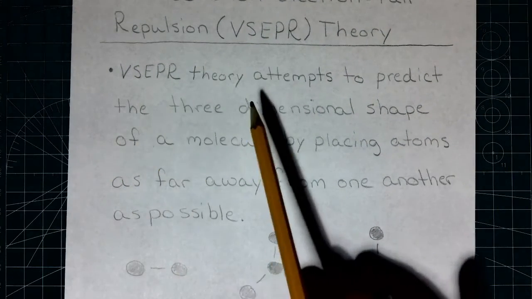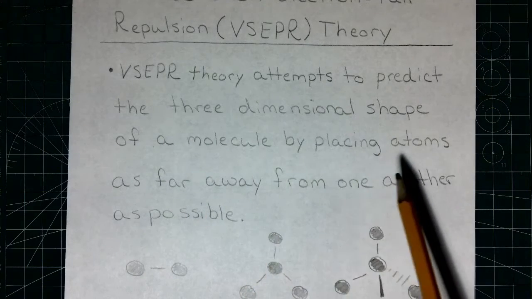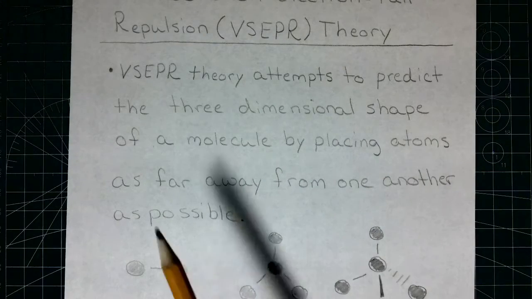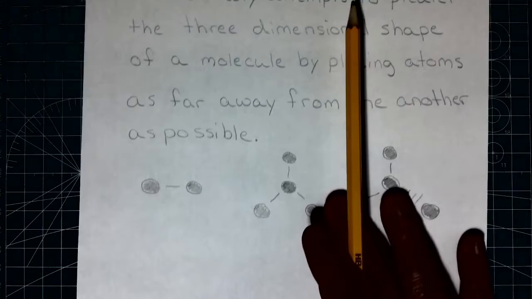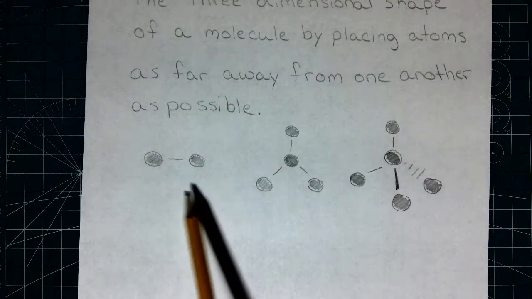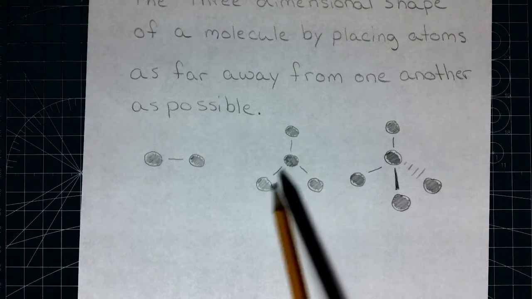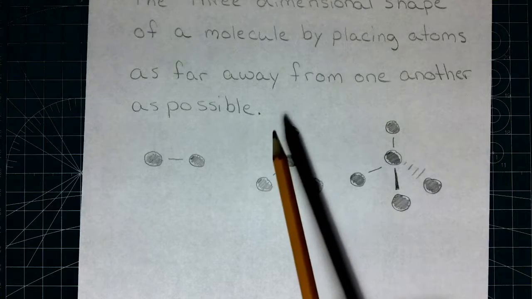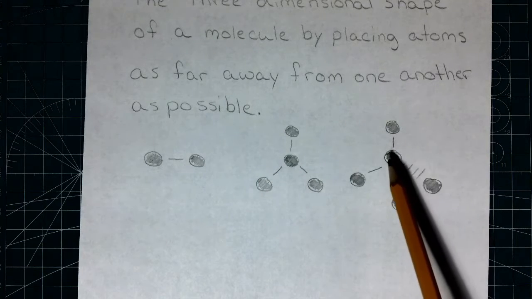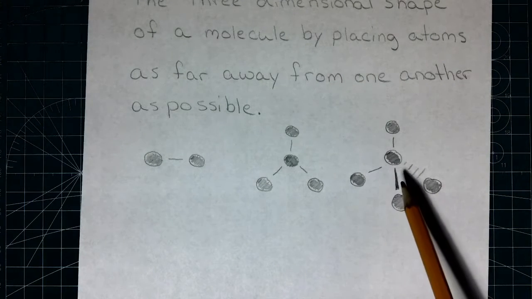So VSEPR theory attempts to predict the three-dimensional shape of a molecule by placing the atoms as far away from one another as possible. And we've seen some of the ways that this can play out with our linear molecules or having them on a flat plane, each being pushed out in this trigonal planar structure. And then I showed you a model of a tetrahedron when we have 4.